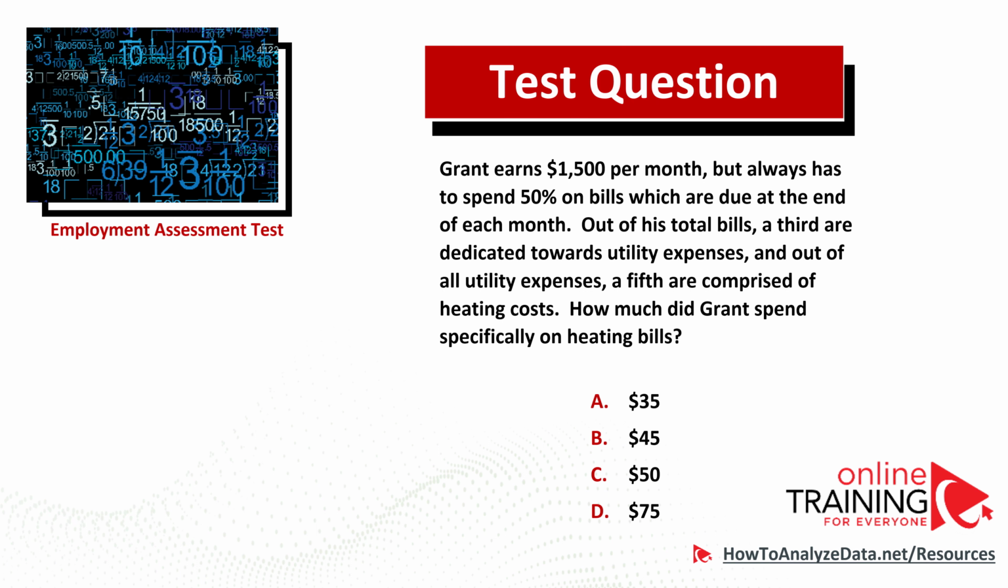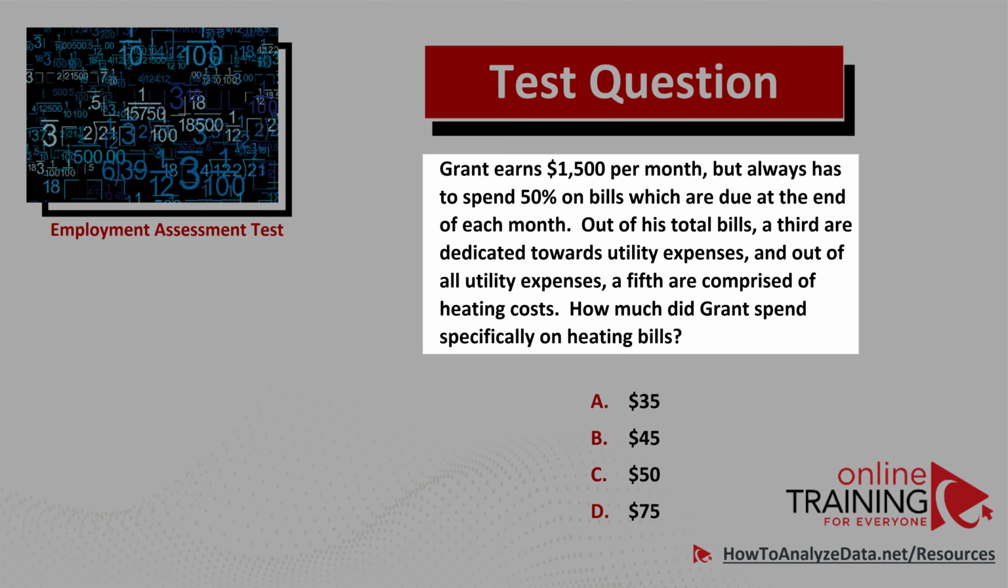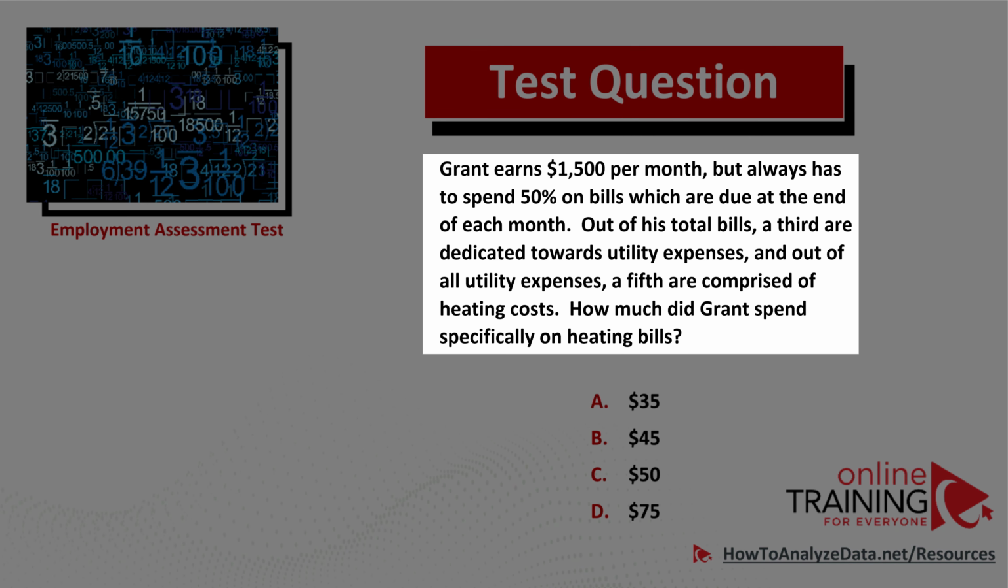Let's look at the tricky employment assessment test question, which validates your knowledge of business math and numerical reasoning. Grant earns $1,500 per month, but always has to spend 50% on the bills which are due at the end of each month. Out of his total bills, a third are dedicated toward utility expenses, and out of all utility expenses, a fifth are comprised of heating costs. How much did Grant spend specifically on heating bills?